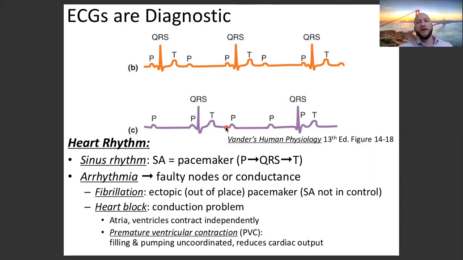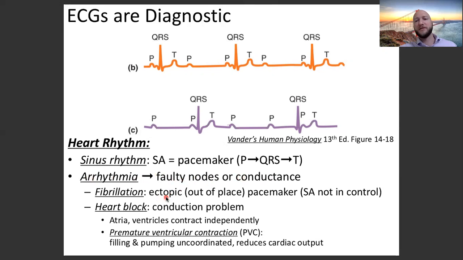Sometimes the SA node is not in control. Sometimes there's conduction abnormalities, and the SA node doesn't start the depolarization event, and that depolarization event doesn't travel smoothly through the rest of the heart in the pattern it's supposed to. Remember, there's other nodes, and really all parts of the heart could spontaneously depolarize. Sometimes there's an issue where a different part of the heart starts a contraction. It's an arrhythmia. It's a faulty node or conductance.